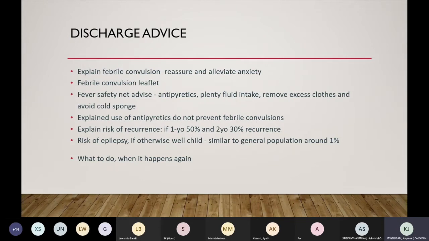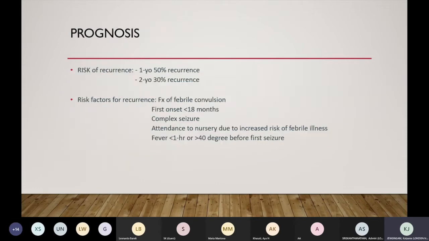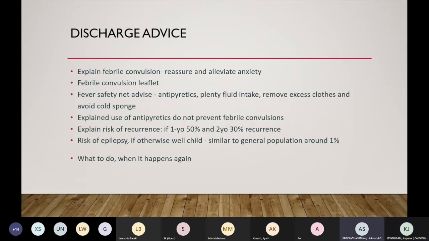And then you would also give them advice on what to do if a febrile convulsion happens, i.e. what we just talked about. Prognosis, as I said. Sorry, just have a question here in the chat. So the question is, when do you need to admit and observe for 24 hours?